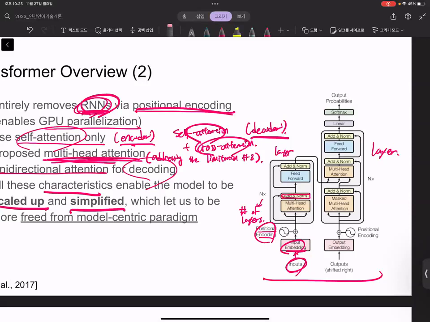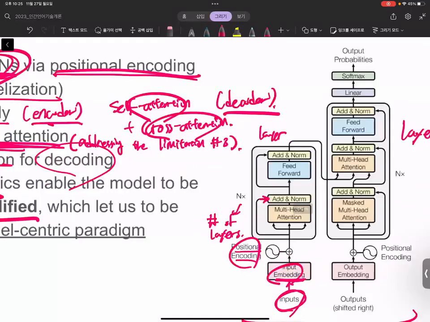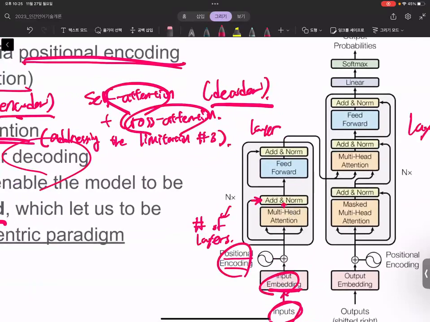What is add? Add corresponds to this arrow and this arrow. So this tensor is added to the output of multi-head attention. That is it. And then normalization. We will see this normalization in the next lecture.